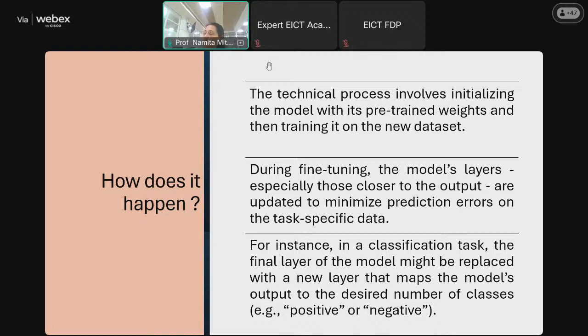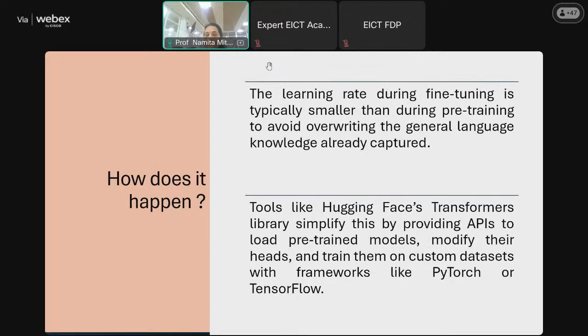Another way is that we can change the tuned parameters. Those are nothing but the weights and biases. The learning rate is kind of an eta. If you remember, eta is 0.001 or 0.01 or 0.1. The learning rate during fine tuning is typically smaller than during pre-training to avoid overwriting the general language knowledge. So this is a tip: when we do fine tuning, our learning rate should be smaller than that of the earlier training.